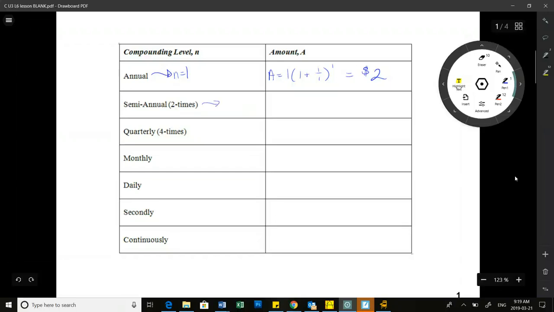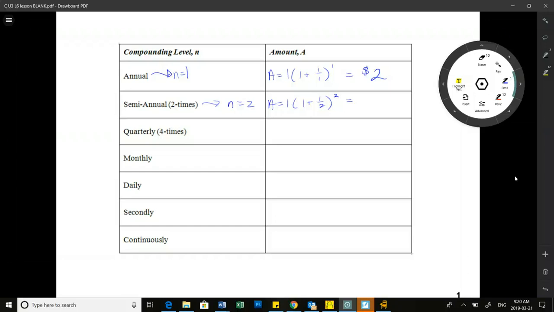So if I do semi-annual, my n is 2. And let's calculate here. We should expect to have a little bit more than $2 because I'll get some interest on my compound from the first time I compounded, once I compound the second time. So you compound it once and then again. After 6 months, I compound it, and then after another 6 months, it gets compounded again. So what do we get here?